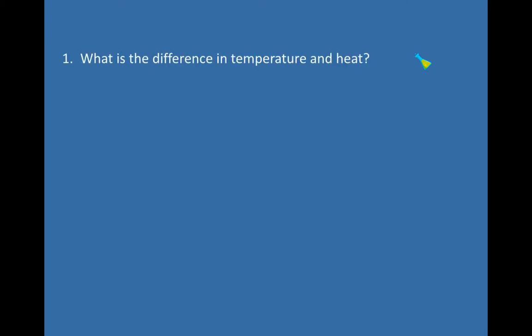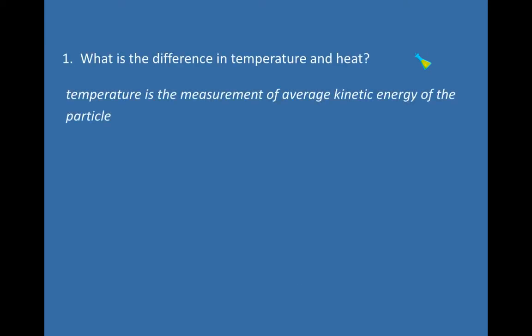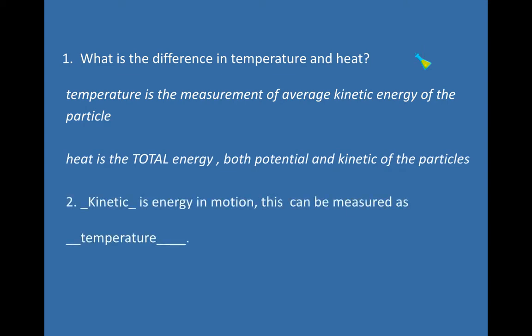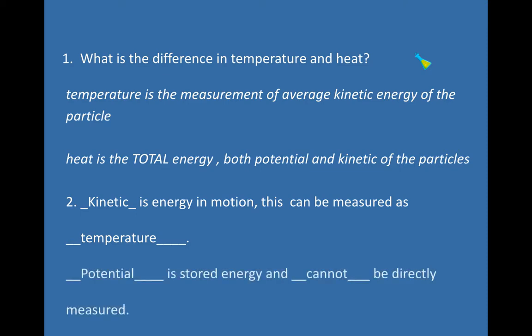So, what's the difference between temperature and heat? Well, temperature, as you should know, is the measurement of average kinetic energy, while heat is the total energy. It's both the kinetic and the potential together. Kinetic, furthermore, is the energy of the movement of the particles, right, which is associated with or measured by temperature. Potential energy is the stored energy, and we cannot directly measure that. Like you can't put a thermometer in and know the potential energy.